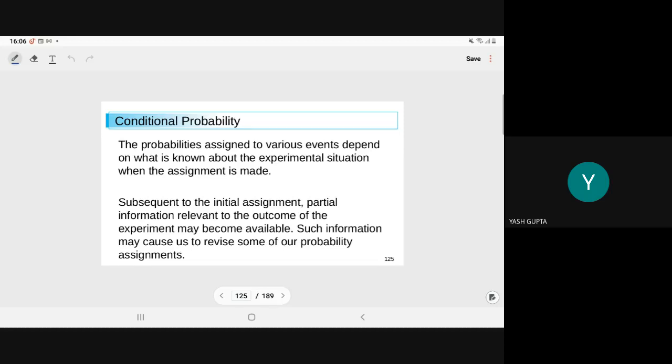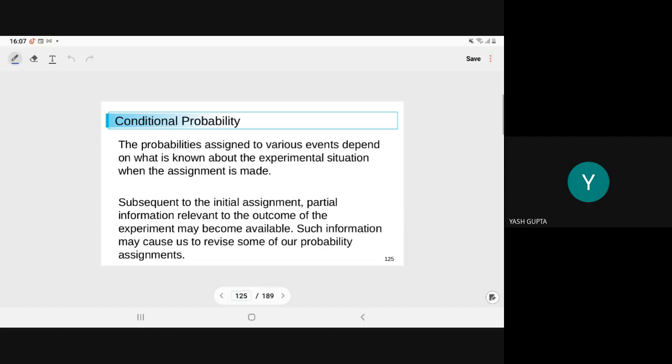If you have to determine the probability, it is necessary to know the event correctly, or the possibilities about the experimental situation when the assignment is made. So you must know completely about the experimental condition. Subsequent to the initial assignment, partial information relevant to the outcome of the experiment may become available. Sometimes some little information is available to you.